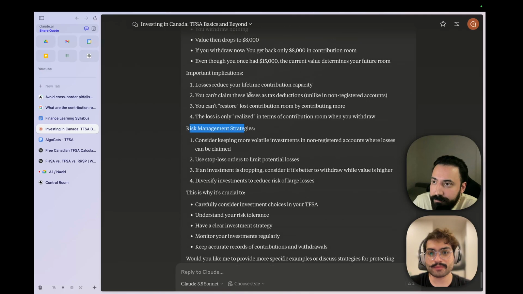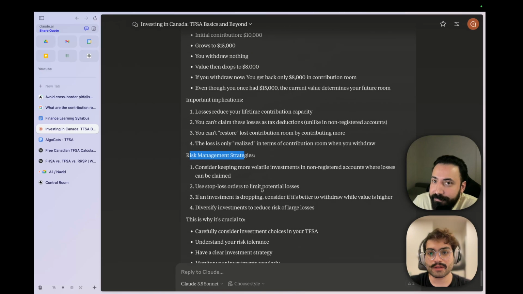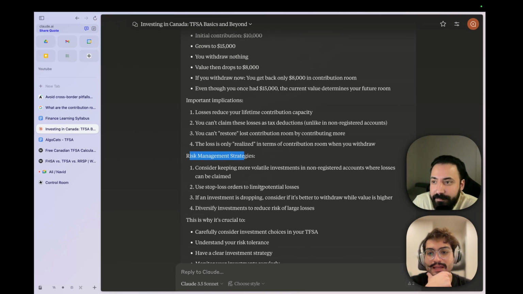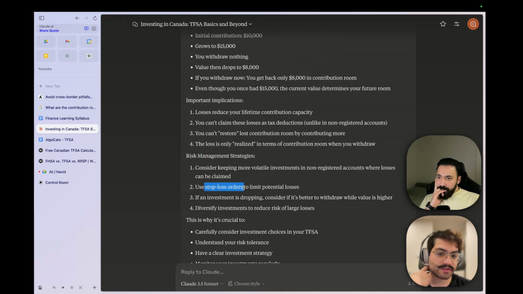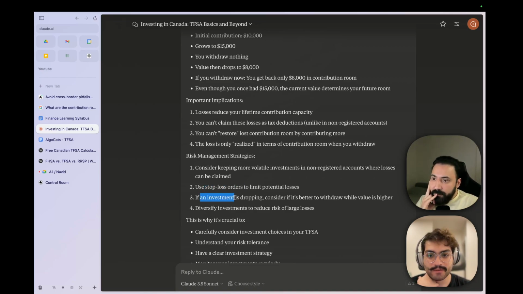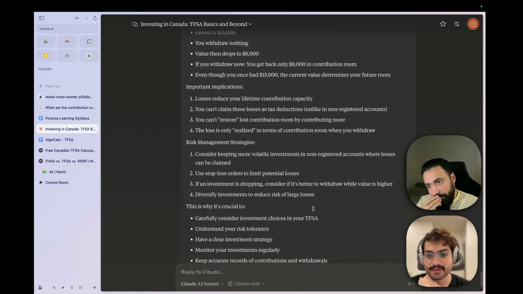These strategies might be interesting. We're gonna look at them probably later, when we get into risk management strategies. Like it says, use stop loss orders, something that we'll read about more later. And if an investment is dropping, consider if it's better to withdraw while value is higher and diversify your investments.